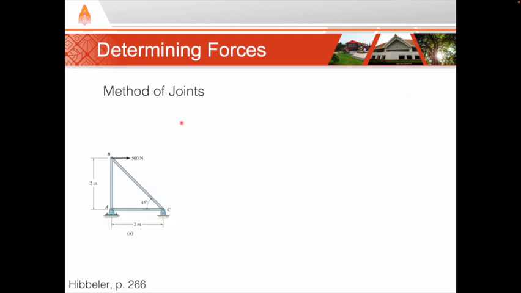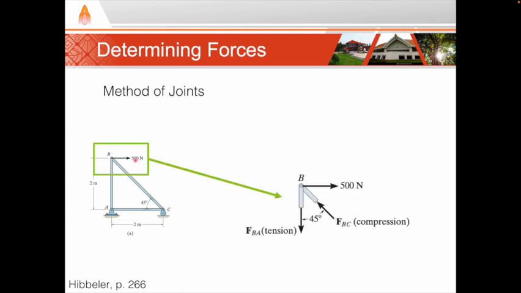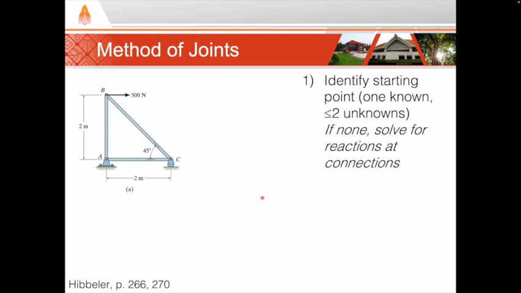In the method of joints, we can look at any joint in the truss and set up equilibrium equations, knowing that each force acts in the direction of the member. The procedure for the joint method is like this. First, look at the truss and identify a joint where there is at least one known force and no more than two unknown forces. For example, at joint B, we see one known force, the 500 Newton force that is applied, and two unknowns, members BA and BC.